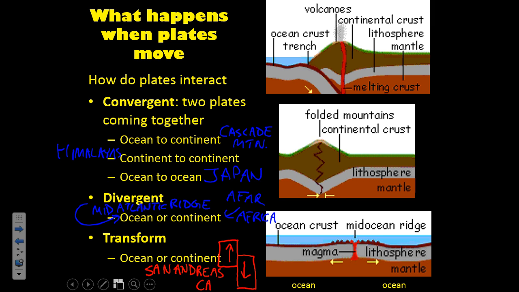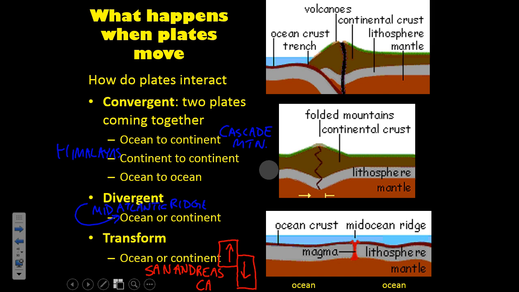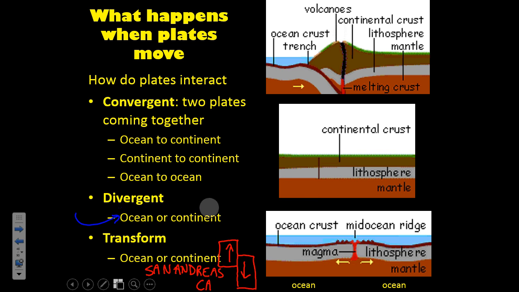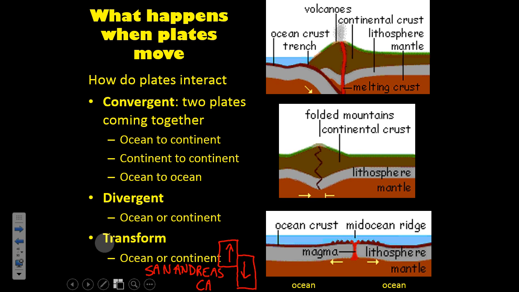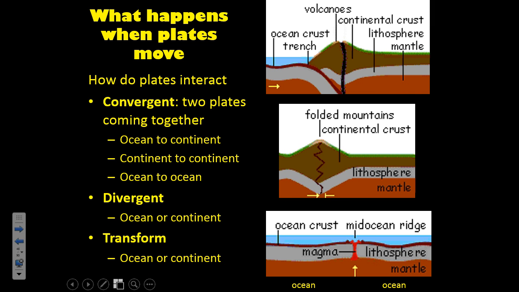These are all the different types of plate boundaries. And so we've either got plates moving toward each other, which is convergent. We have them moving away from each other, which is divergent, or we have them moving side to side, which is transform. Those are your three types of plate boundaries. And that's what's going to create all these different land features in different parts of the world.